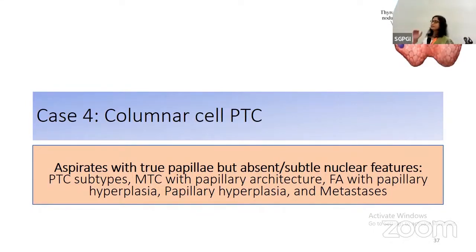So I'm not saying that in this case you will consider all these differentials. No, I'm just giving you differentials when you see papillae in an aspirate. In this case, you cannot have all these differentials.